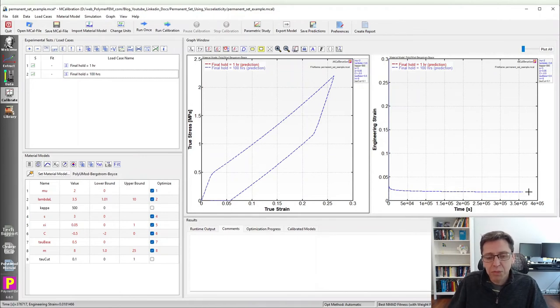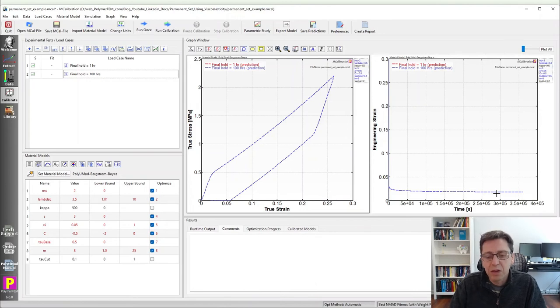And that's pretty typical. You can target the type of recovery response you get using the parameters here. So if you had real experimental data, you could find these parameters to match the permanent set that you measured in your experiments. And that's kind of the whole point with this model.